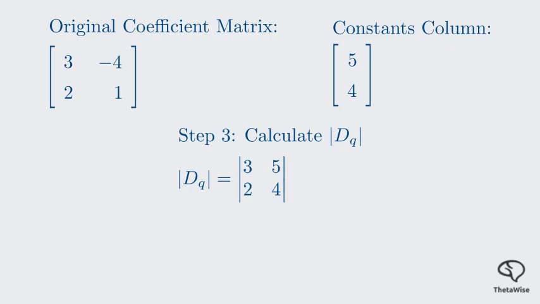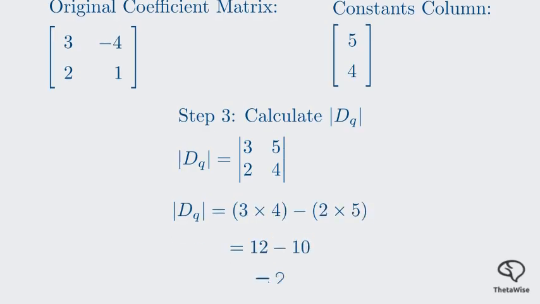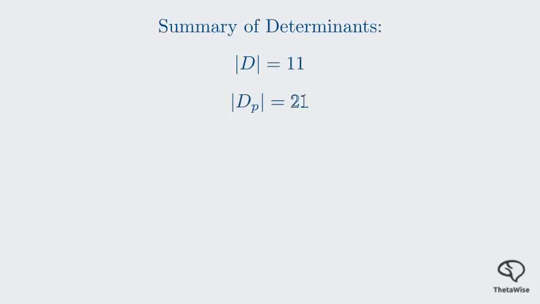Again, let's compute its value. We multiply the main diagonal, 3 times 4, and subtract the product of the off diagonal 2 times 5. This gives us 12 minus 10, which equals 2. We've now successfully calculated all 3 necessary determinants. Let's recap their values. We found that the system determinant D is 11, the determinant D subscript p is 21, and the determinant D subscript q is 2. Now that we have all the pieces, we can plug them into our Cramer's rule formulas to solve for p and q. First, let's find p.